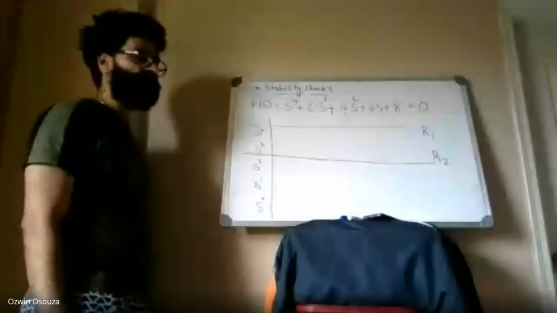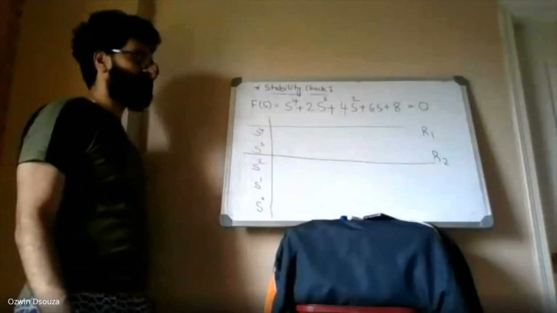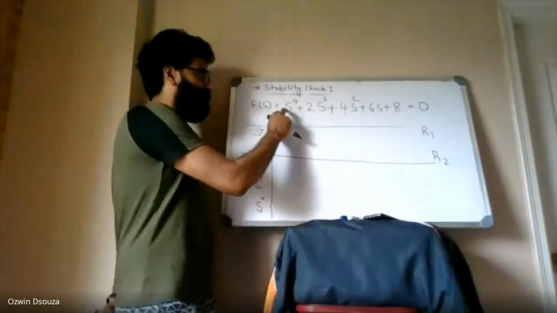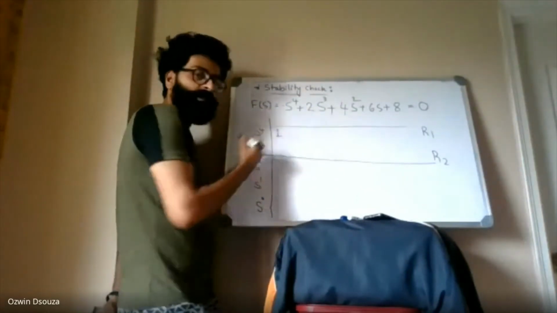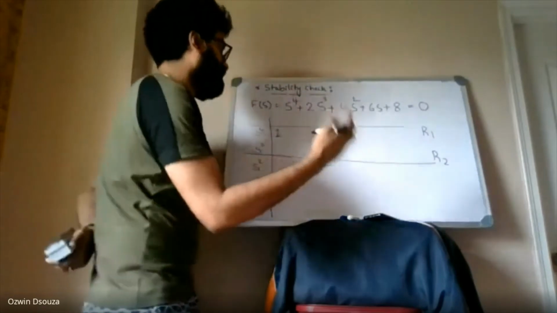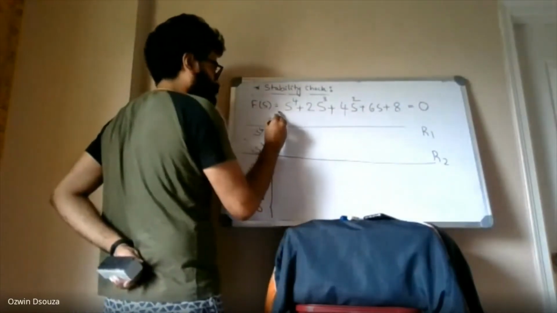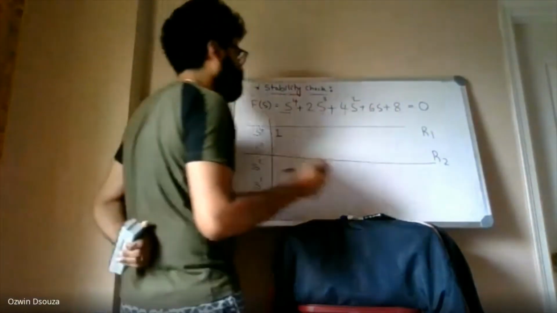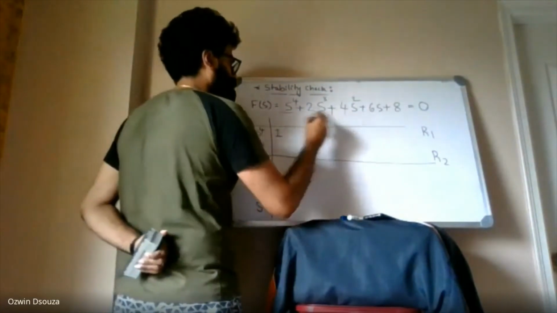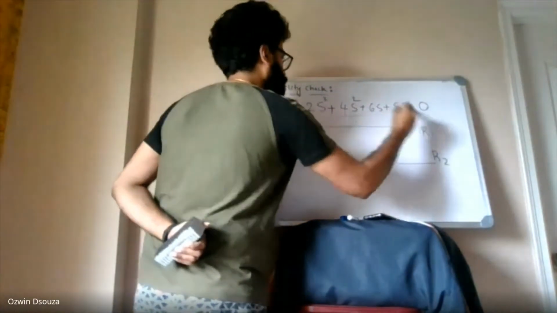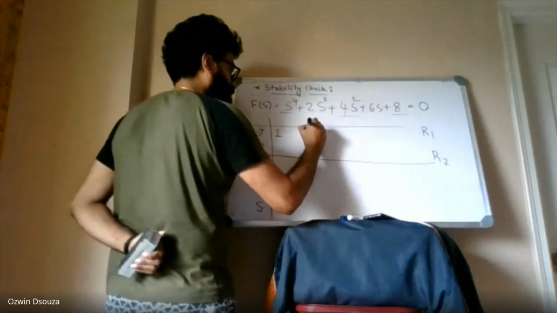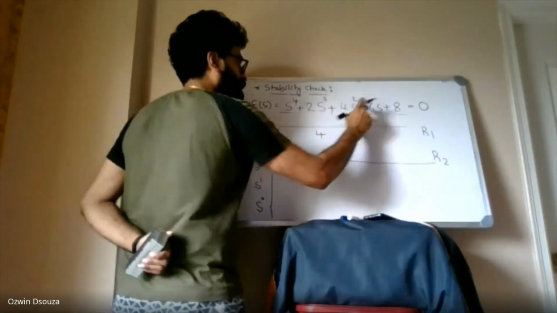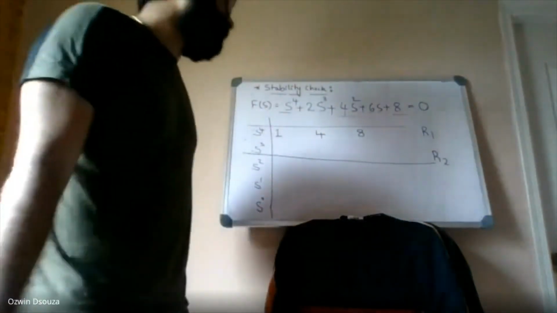So starting from the coefficient of the highest power of s, alternate coefficients are noted down. So the coefficient of the highest power of s is 1. So I'll write 1 here, and then I'll start writing down the alternate coefficients. I will underline my alternate coefficients because this characteristic equation is slightly big. So what do I have? 1, and then 4, and then 8. So these are my first row elements.